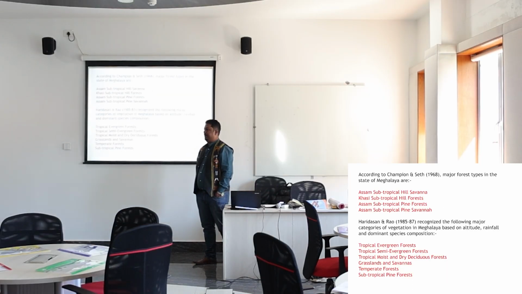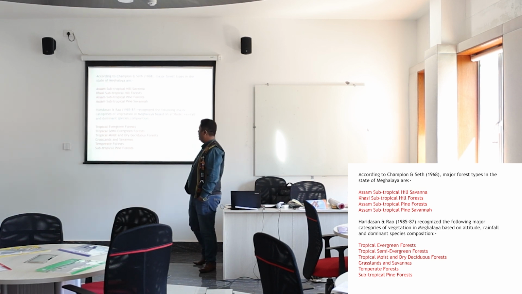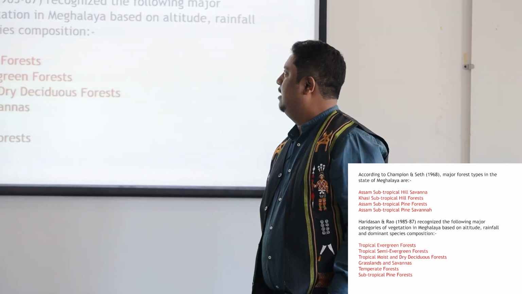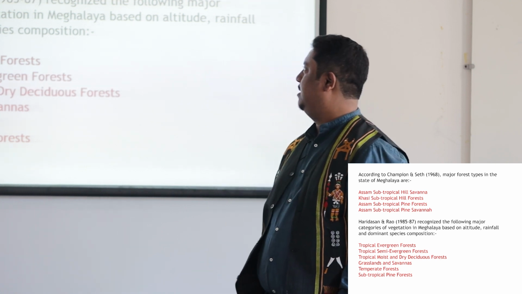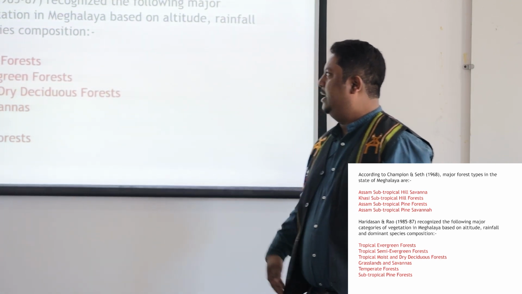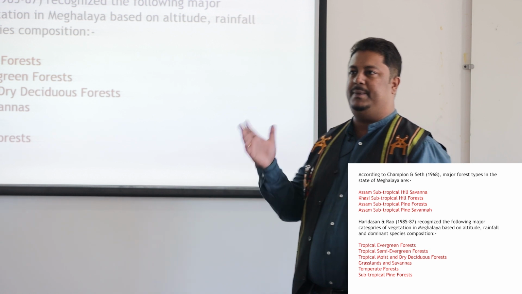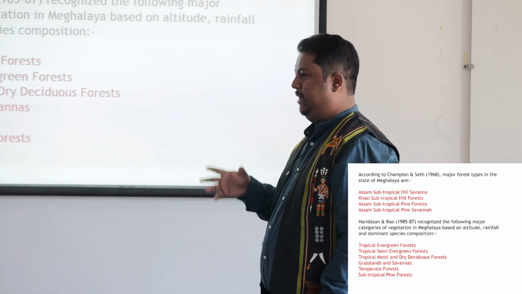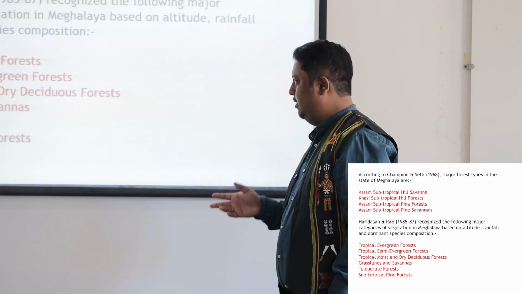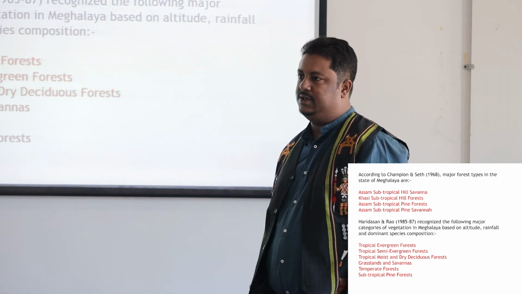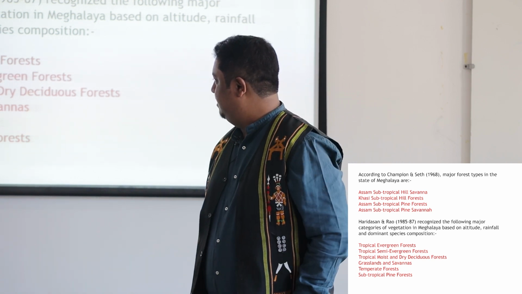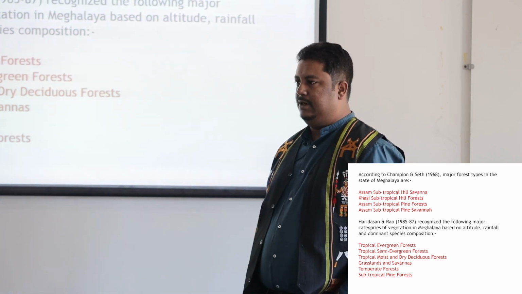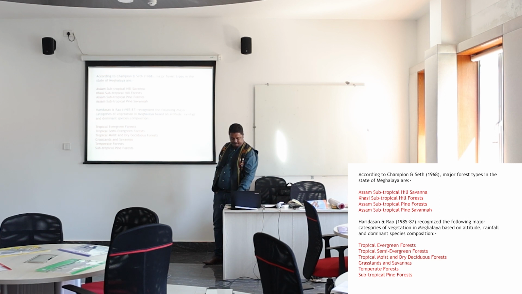According to the most famous Champion and Seth classification, we have in Meghalaya Assam subtropical hill savannas, Khasi subtropical hill forests, Assam subtropical pine forests, and Assam subtropical pine savanna. Whereas according to Haridasan and Rao, it is a little bit different, where we have tropical evergreen forest, tropical semi-evergreen forest, tropical moist and dry deciduous forest, which are the most abundant variety of forest in entire India. Grasslands and savannas, temperate forests, subtropical pine forests.